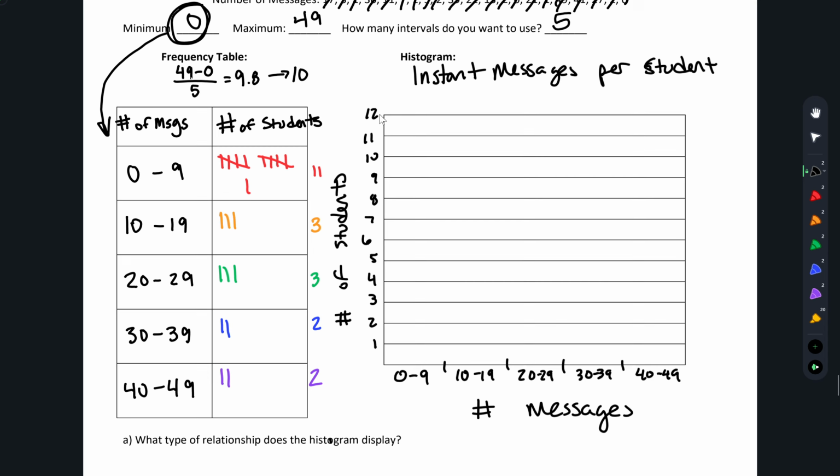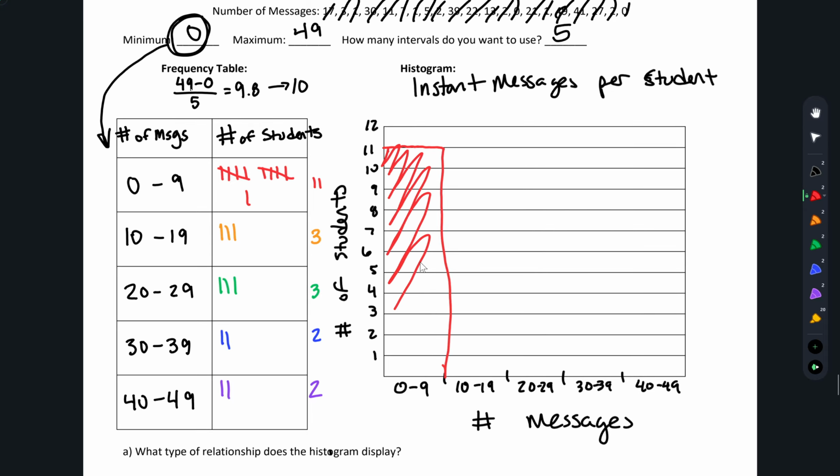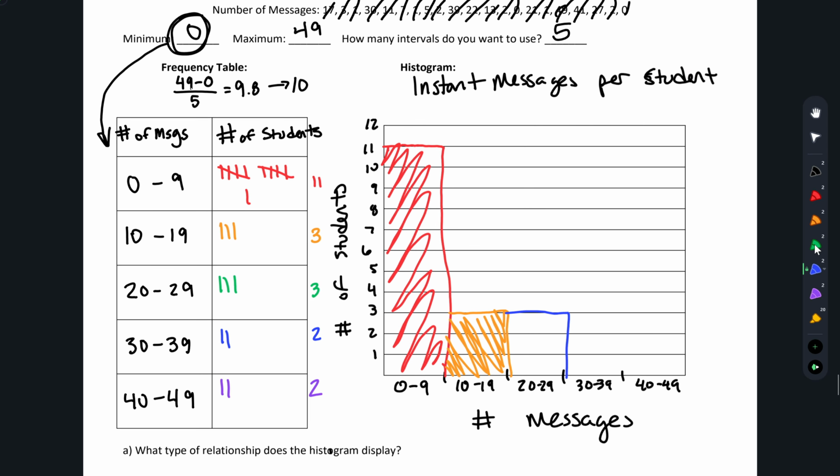All right. We got to make sure we do two things. Our bars need to be the same width, and they need to touch each other on the sides. So I'm going to start with the 11. 0 to 9, there's 11 of them. 10 to 19, there's 3 of them. 20 to 29, also 3. Oops, that was supposed to be green. There we go. 30 to 39, only 2. And then 40 to 49, also 2.